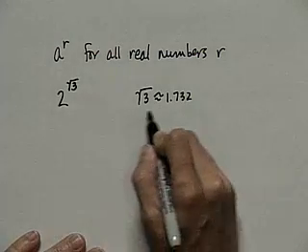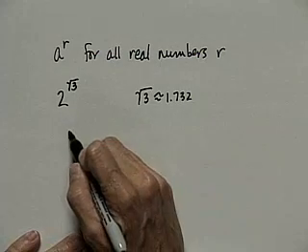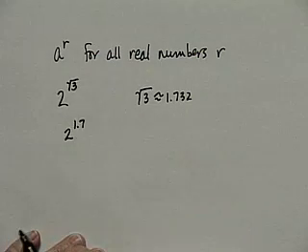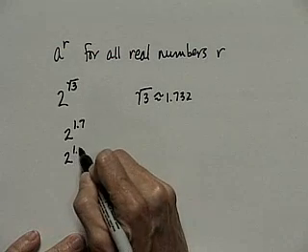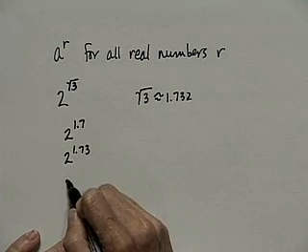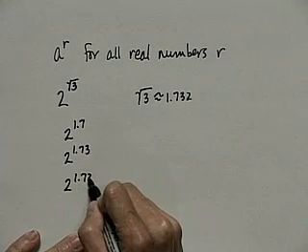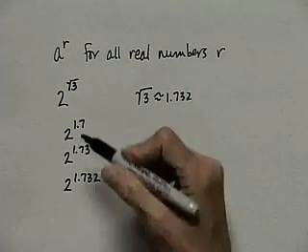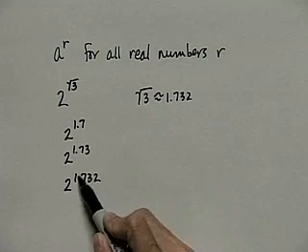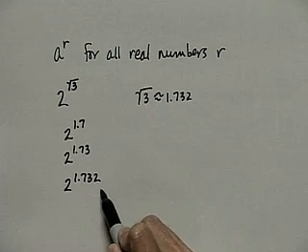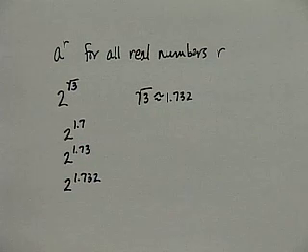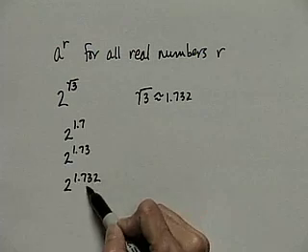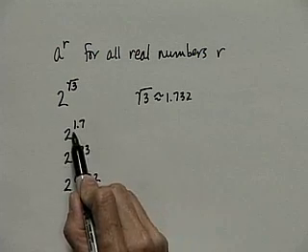Well, we could approximate the square root of 3 with 1.7 and figure out 2 to the 1.7, and then figure out 2 to the 1.73, and then figure out 2 to the 1.732. And that way, the value of 2 to the 1.732 would be approaching and getting close to the actual value of 2 to the square root of 3, which is the thing we're interested in finding. Well, how would I evaluate any one of these? Let's look at 2 to the 1.7.